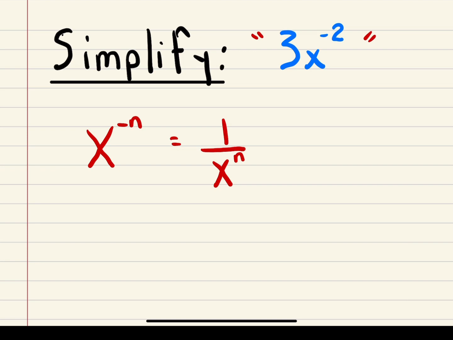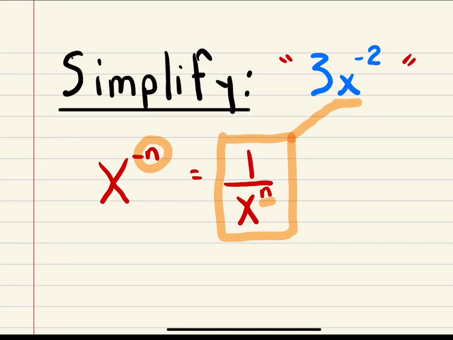Now, any base to the negative exponent will carry this property where it'll be 1 over that base, and of course the base has to be in the denominator, to the positive exponent, whatever that exponent was. So in this case, this property is going to pertain only to the x, because it's the x that has a negative 2 and not the 3.